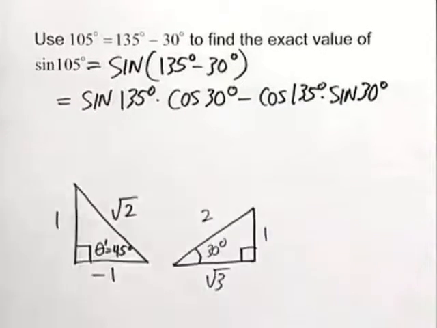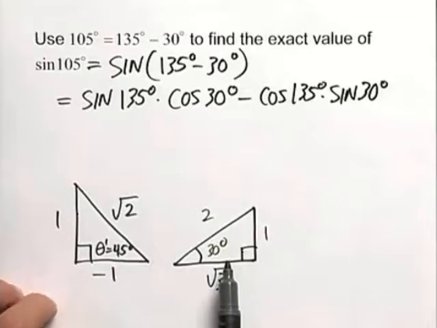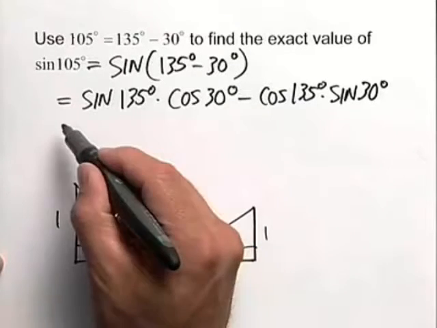Now we're going to use our reference triangles. Note that 135 is in quadrant 2, and we have a reference angle of 45 degrees. We're going to use that for a couple of our values. And we have our 30-degree angle, which is in quadrant 1. So we have our standard triangles that we can use.